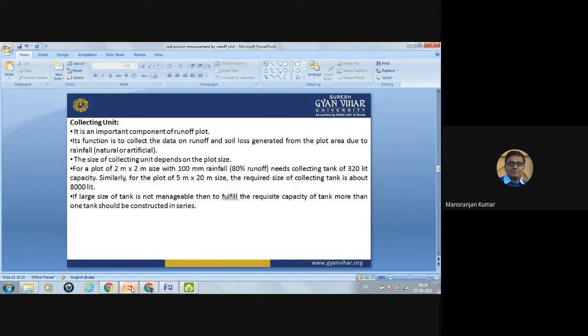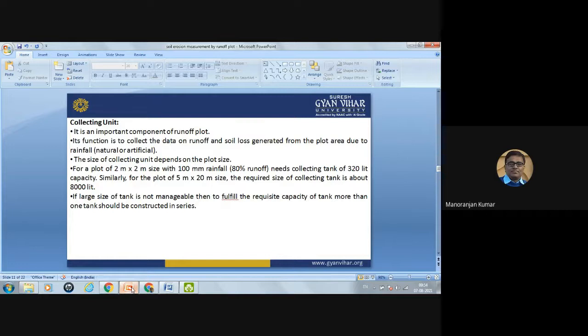So that rainfall may be the natural rainfall or maybe the artificial rainfall. Artificial means by using the rainfall simulator. The size of the collecting unit depends on the plot size. If there is a large plot, then you have to make a bigger collecting unit. If it is a micro plot, then you have to construct a small collecting unit.